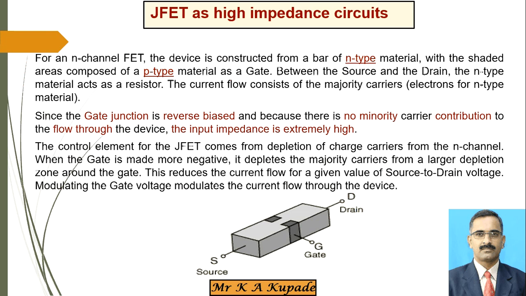Okay, are you understanding why the JFET has high input impedance? Because of the reverse bias consideration, and there are no minority carriers flowing or contributing in that device. Okay, that is the consideration of this JFET.